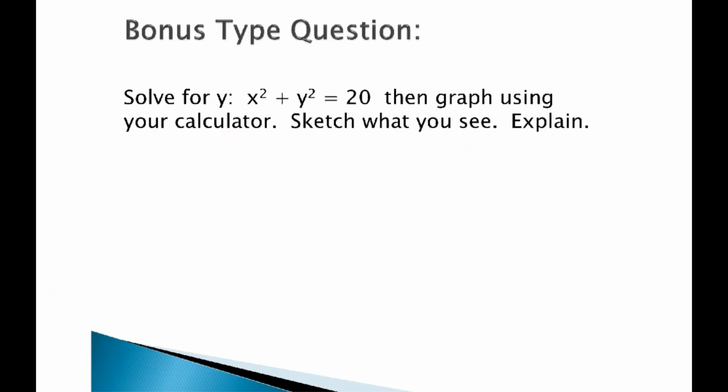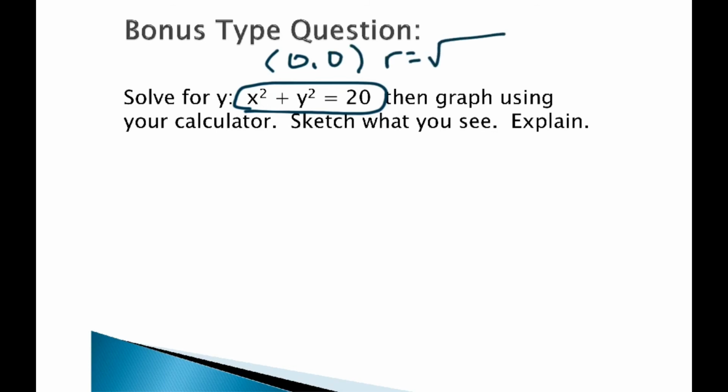Okay, now a couple of questions at the end that I want you to explore with your calculator, and these would be like a bonus type question. If we take this equation, this is the equation of a circle, if you remember that. What I wanted to do here is practice putting some things in your calculator. So this is the equation for a circle with a center at (0, 0) and a radius equal to the square root of 20, or 2 square root 5. We're going to see how to put this into our graphing calculator and see what it looks like there.